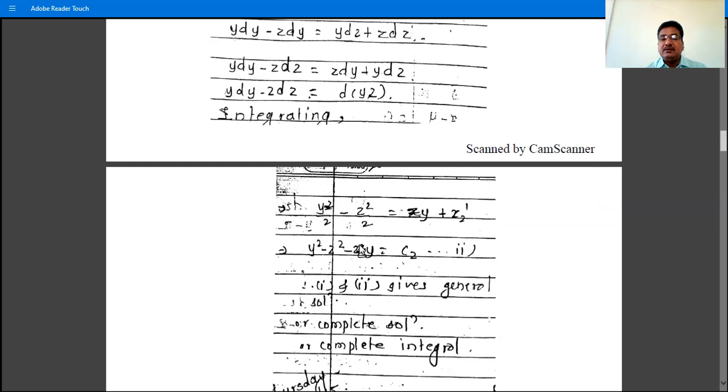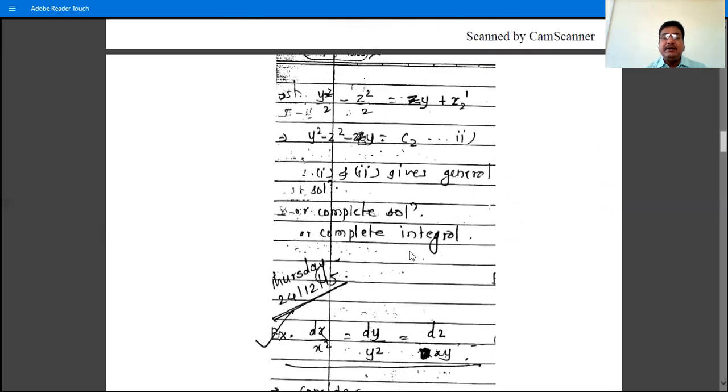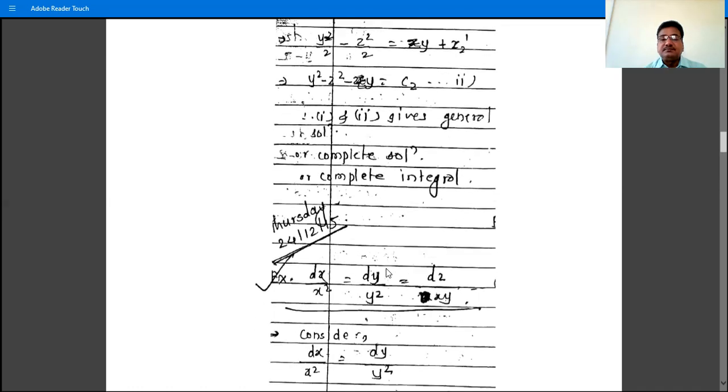So right, this is z into y is equal to c2, and so 1 and 2 give the general solution of the given differential equation, or the complete integral of the given differential equation, or it is called the complete solution of the given differential equation. It is also called the primitive of the given differential equation.